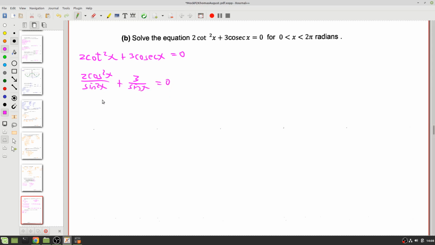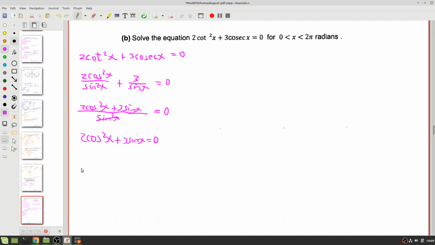Now let's get a common denominator here. The common denominator would be sine squared x. Over here, this is already fine. Doesn't need anything added. This 3 though has to be multiplied with sine x. Now if we multiply both sides by sine squared x, this goes away, and 0 times sine squared x remains 0. So this is our equation right now: 2 cos squared x plus 3 sine x equals 0.